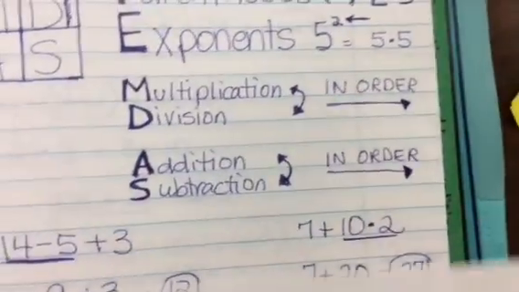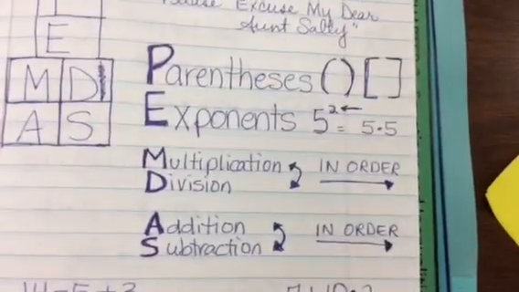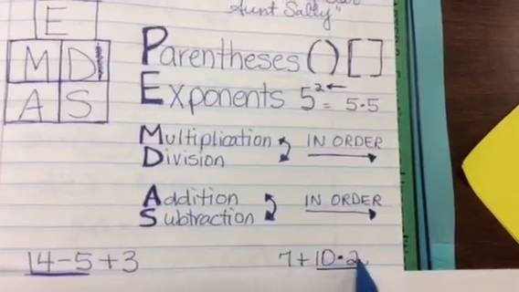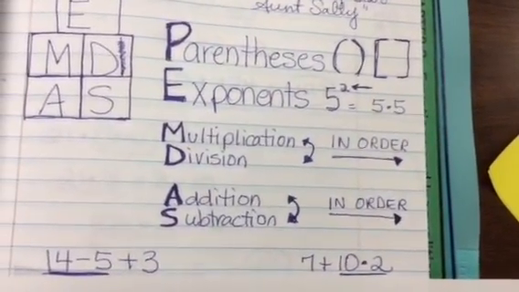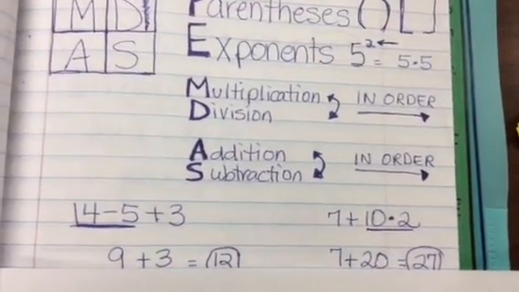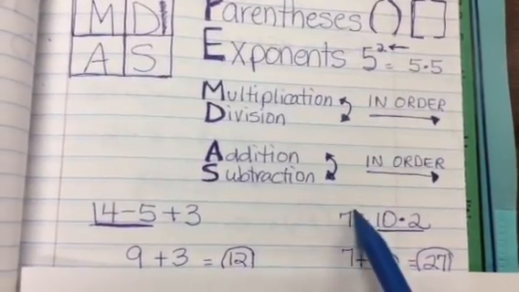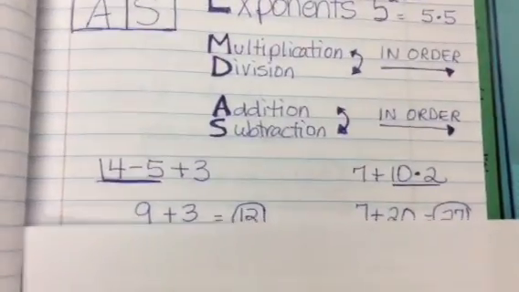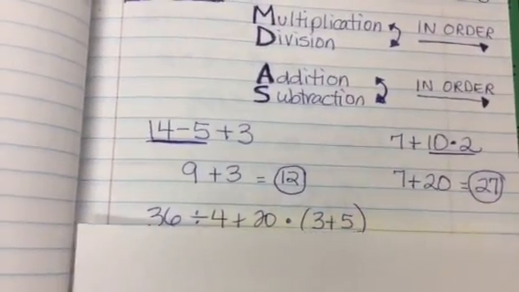Okay, so I have another one here for you. It's 7 plus 10 times 2. No parentheses, no exponents, but I do have multiplication. So I'm going to do that first thing. So that's why I underlined it. So when I multiply that part, I get 10 times 2 is 20. So then I rewrite the part here. 7 plus 20 is 27. That's my final answer.